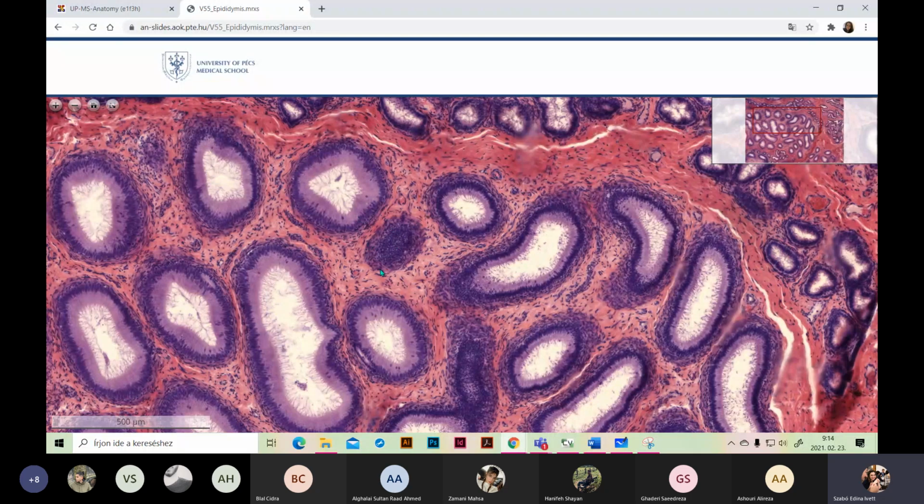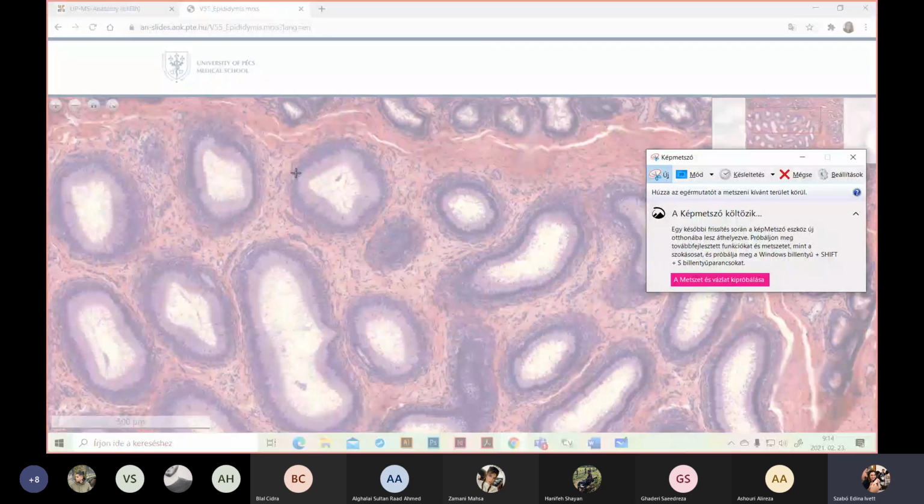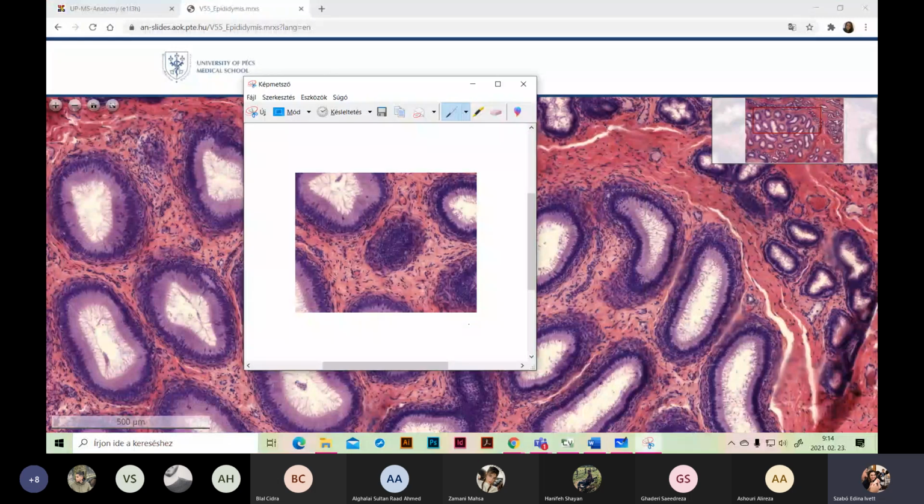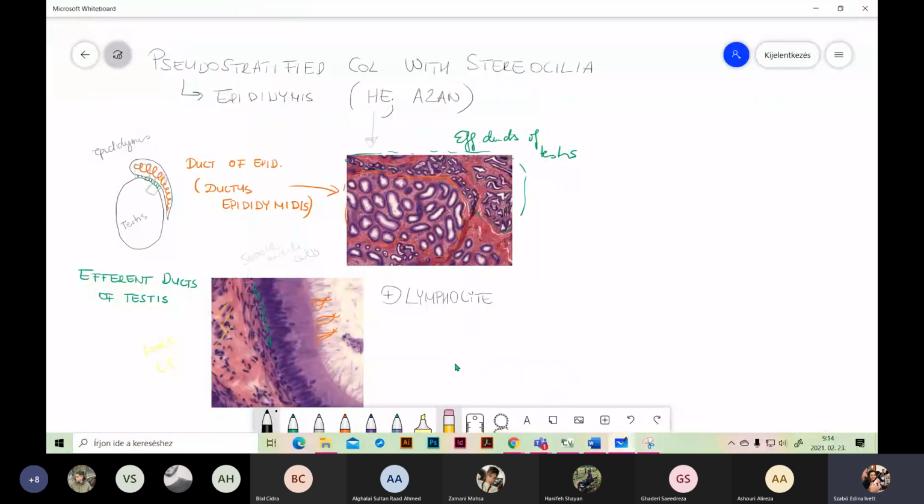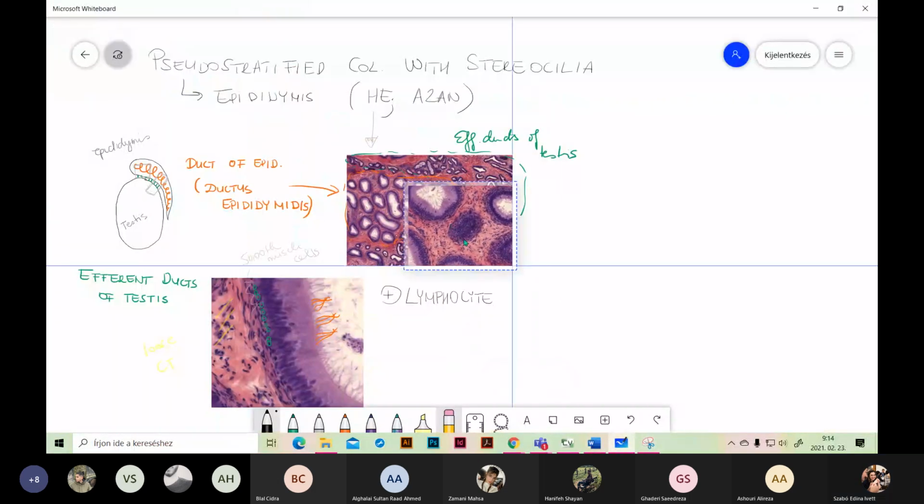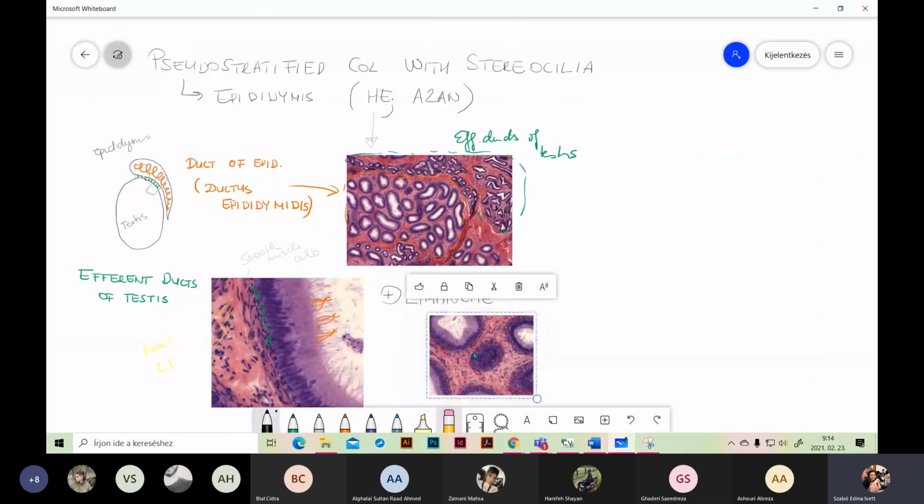Sometimes you see this. What is this? Sorry, I make a photo from this. Isn't it the degrading cells? No, it's just a tangential cut.